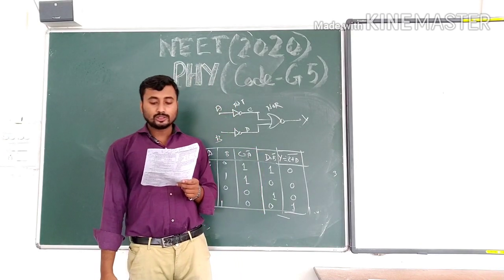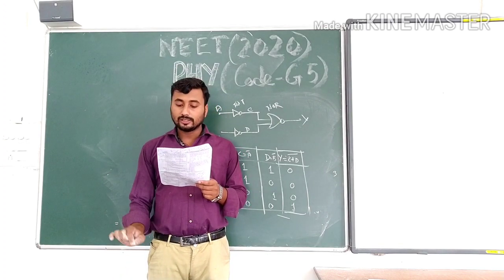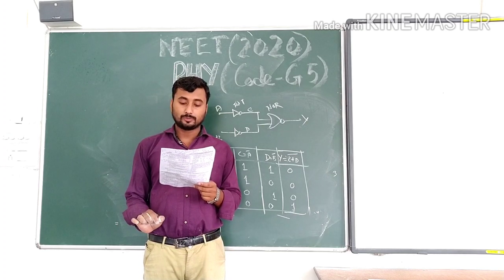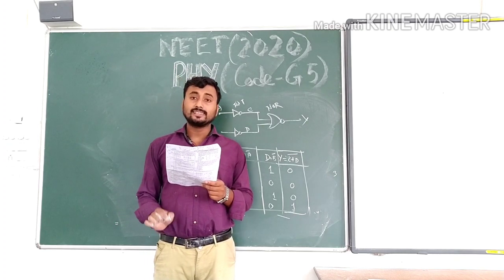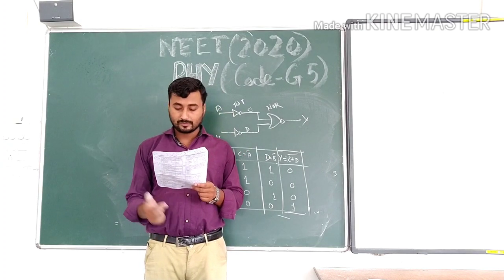Next, the solids which have the negative temperature coefficient of resistance are: insulator only, semiconductor only, insulator and semiconductors, and metals. Option 3 is correct. Insulators and semiconductors have negative temperature coefficient.